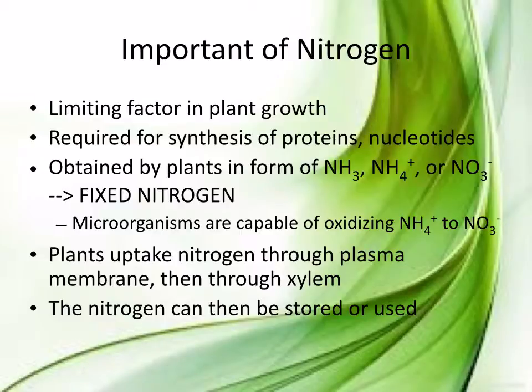And these are all examples of fixed nitrogen. So this is an important concept right here, that these are the forms of fixed nitrogen. So what does fixed nitrogen mean? Well, microorganisms are capable of oxidizing NH4+ to NO3-. And to continue on with fixed nitrogen on the next slide. So plants are going to uptake nitrogen through the plasma membrane and then through the xylem. And then the nitrogen can either be stored or used.